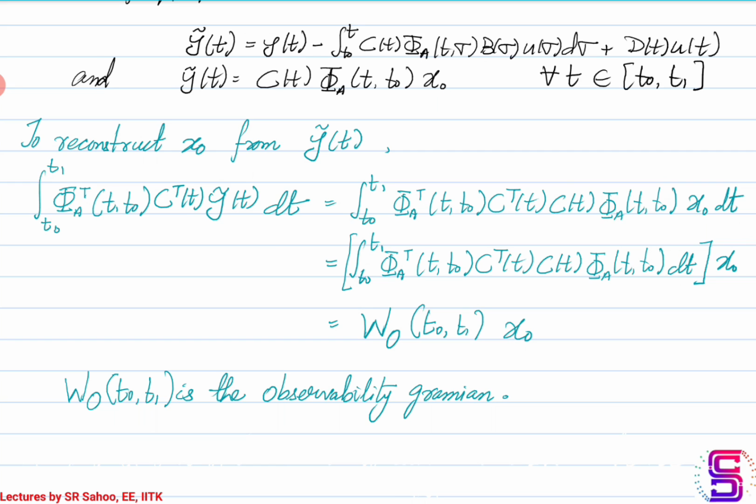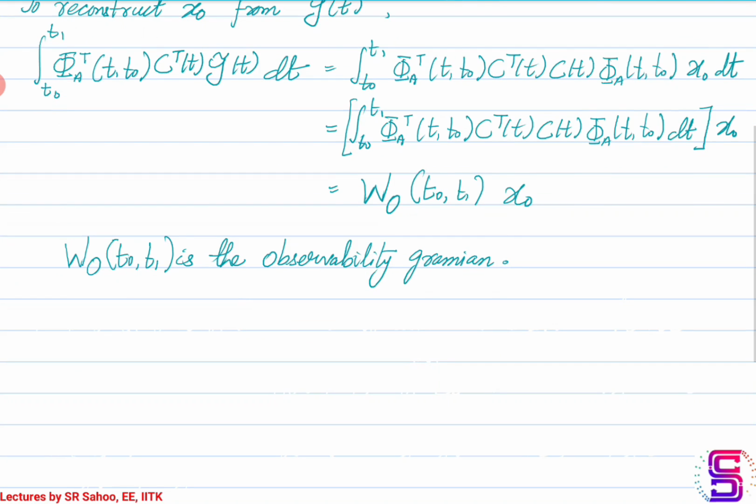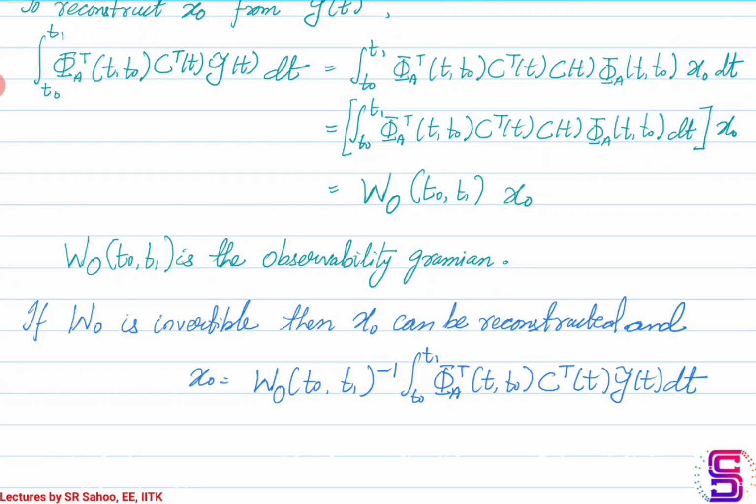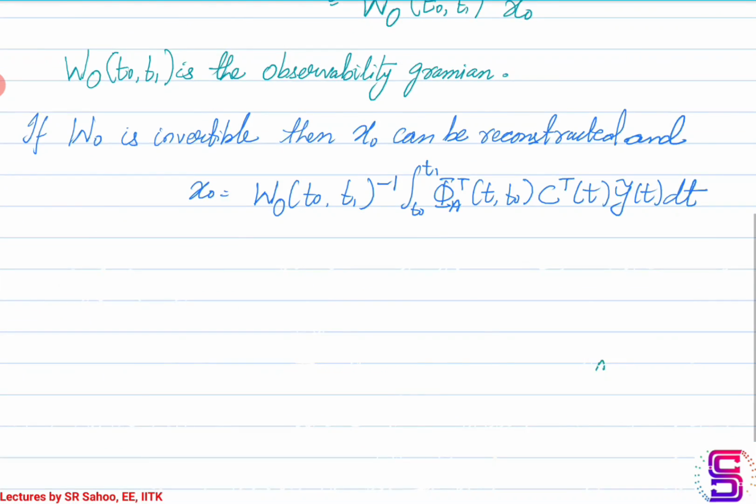If I want to know what x0 is exactly, then W_O has to be invertible. If W_O is invertible, then x0 is exactly equal to this. So this is how I can reconstruct x0 from the information of the output and the input which are encoded in the y tilde. So if W_O is invertible, then x0 can be reconstructed and x0 is going to be of this particular form.